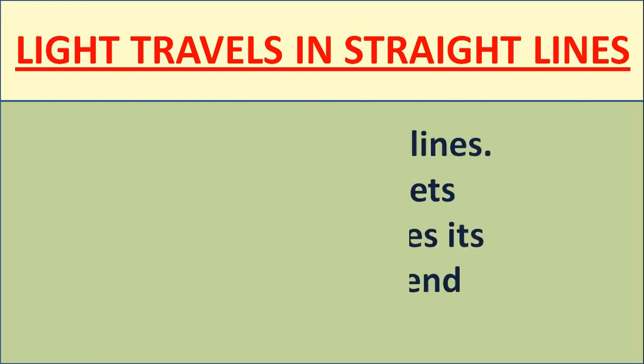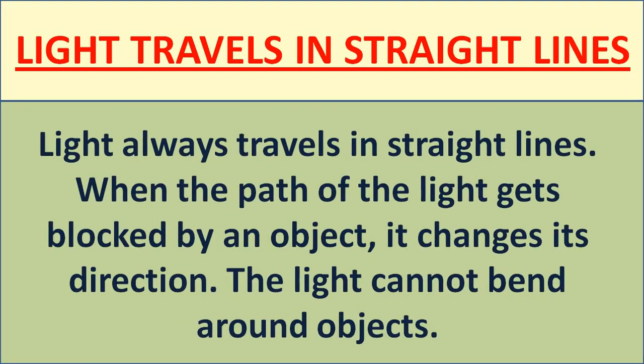Let's discuss one of the properties of light. That is, light travels in a straight line. So children, light always travels in a straight line. When the path of light gets blocked by an object, it changes its direction, and light can't bend around objects. Let's understand through an activity.